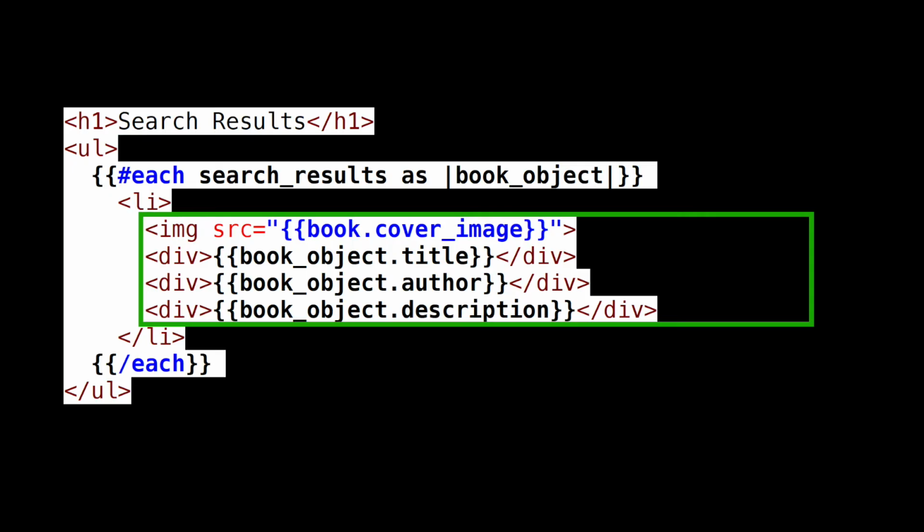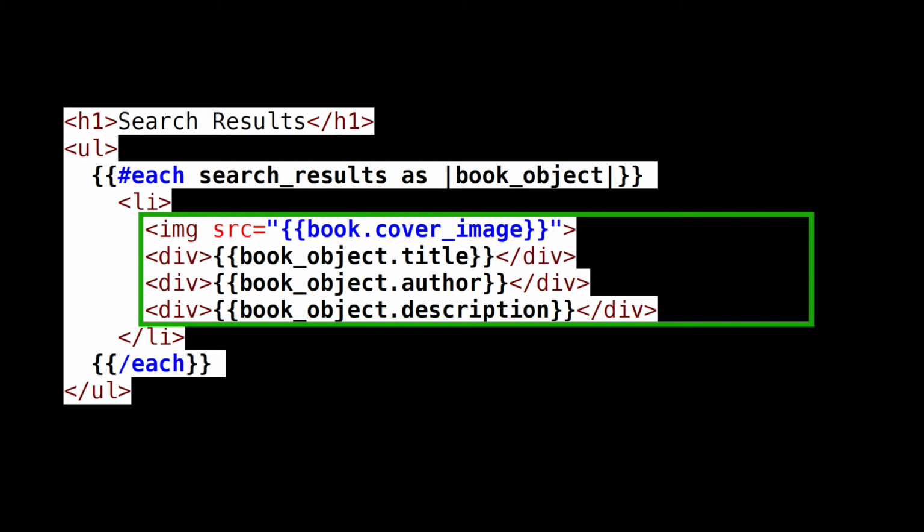And so maybe in a traditional piece of HTML that produces this, you might have the code on the screen right now, which is an H1 tag with the heading of search results, and then an unordered list that iterates through our list of search results. And for each of those search results, we render a list item and the relevant HTML for a book. And so there's an image tag and a couple divs that have the title, the author, and the description.